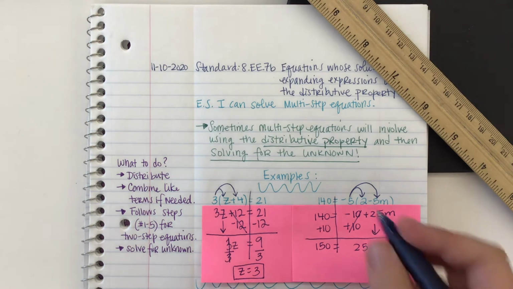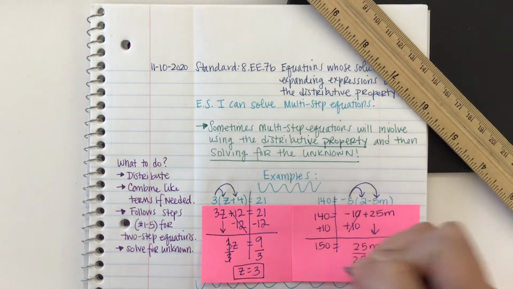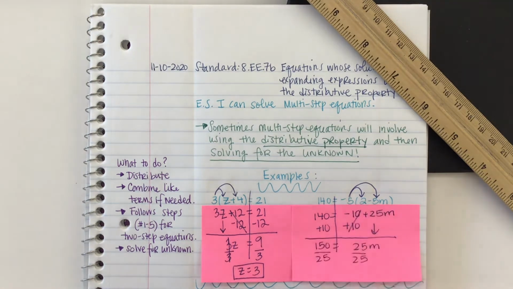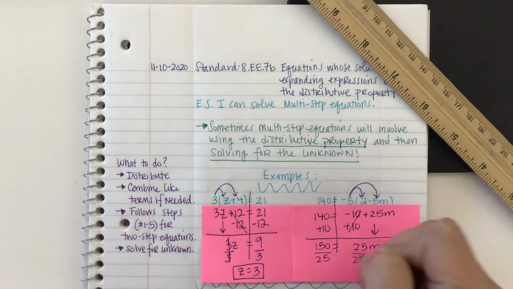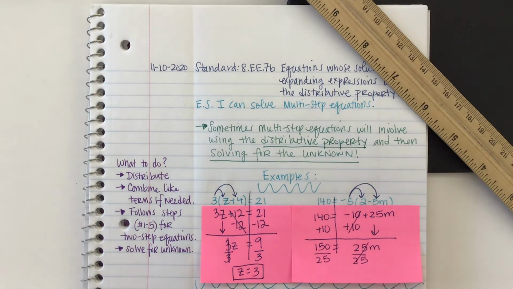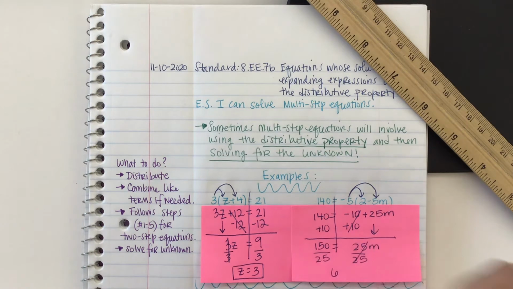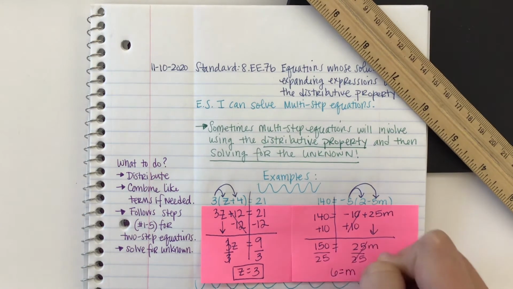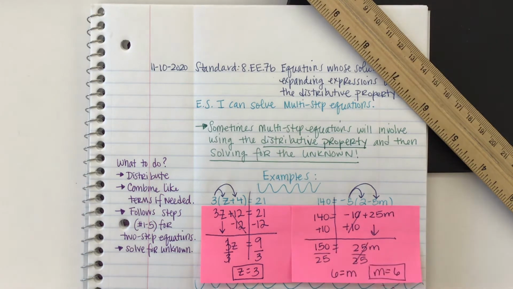So we need to divide by 25. Whatever we do to one side, we must do the same thing to the other. 25 over 25 is 1, so that goes away. And then 150 divided by 25. If you want to use a calculator, feel free, but just think about it this way: how many quarters are in $1.50? Well, that is 6. So 6 is equal to m, or m is equal to 6, because that's just nicer. So m is equal to 6.